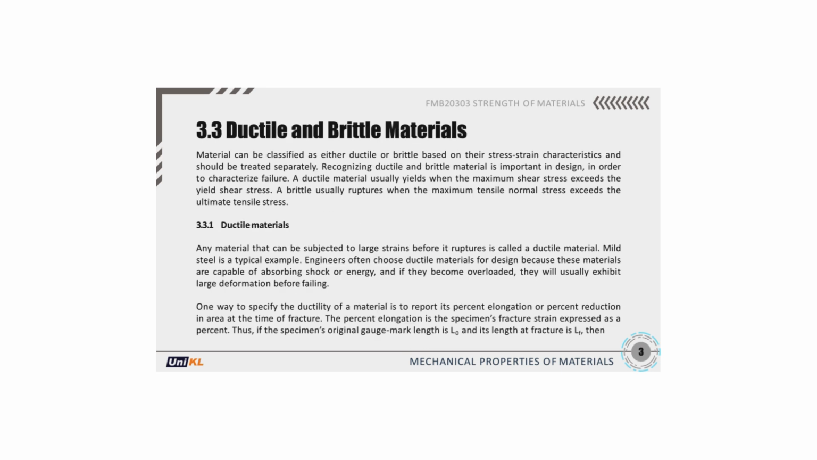Ductile versus brittle, why it matters. We classify materials by their stress-strain response. Ductile materials yield when maximum shear stress exceeds shear yield. Brittle materials fail when maximum tensile normal stress exceeds ultimate tensile stress. Ductile equals bends a lot before breaking. Brittle equals snaps with little warning. Design rules differ for each.